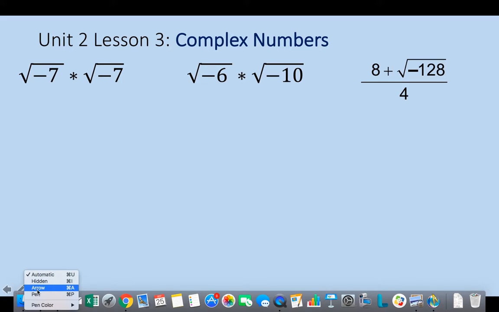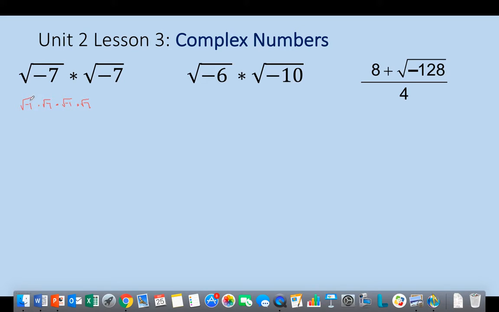Okay, so just getting ever more complex today. Here I have the square root of negative 7 times the square root of negative 7. The way I'm going to pull this out is to treat each one individually. I have the square root of negative 1 times the square root of 7, and then times another square root of negative 1 times the square root of 7. Well, here's what happens. You can think of it in a couple different ways.